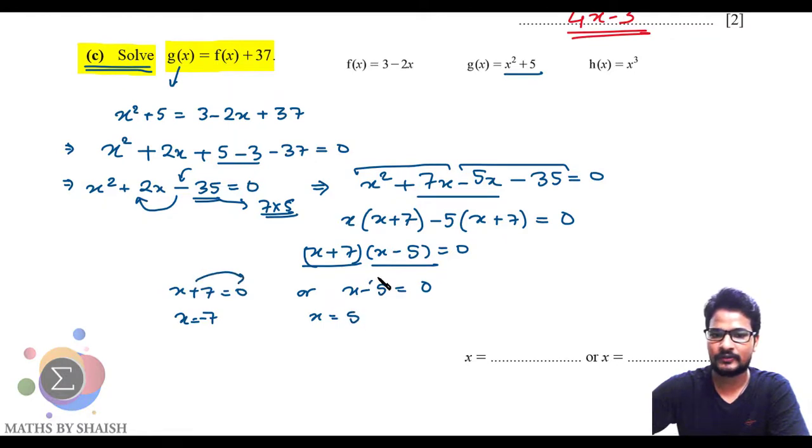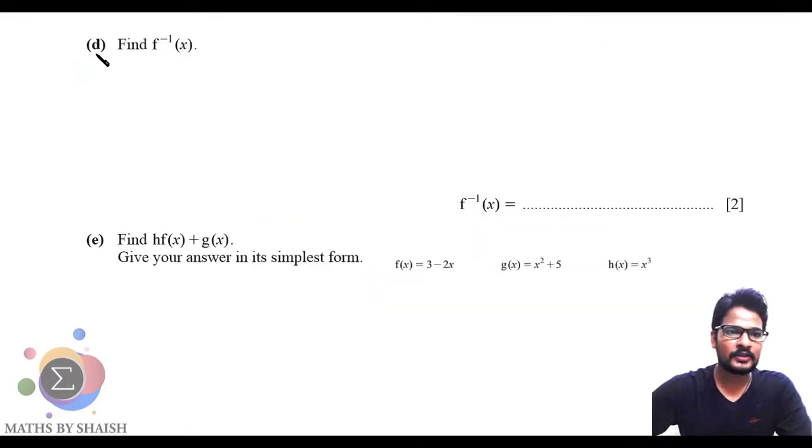We'll transfer it to the other side. So two solutions we got, one is minus 7, another is 5. And here's the D part. Find f inverse of x.